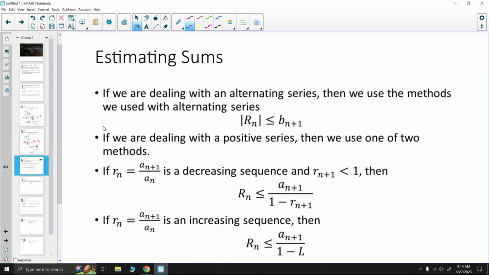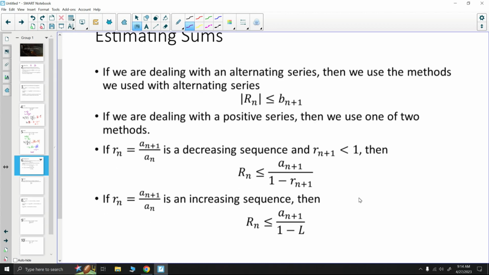Basically, if our ratio here is a decreasing sequence, and r sub n plus 1 is less than 1, then r sub n is less than or equal to a sub n plus 1 over 1 minus r sub n plus 1. R sub n plus 1 would just mean we add 1 into here, which means we add 1 into this. So this would be a sub n plus 2 and a sub n plus 1. That's all this is saying. So just as a note, r sub n plus 1 is equal to a sub n plus 2 over a sub n plus 1.